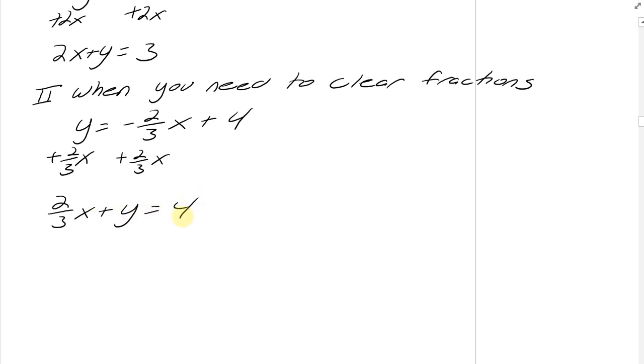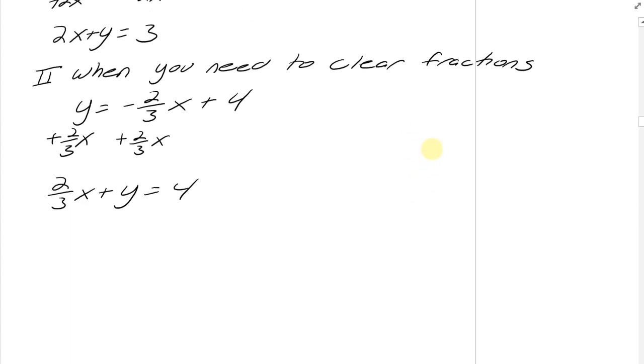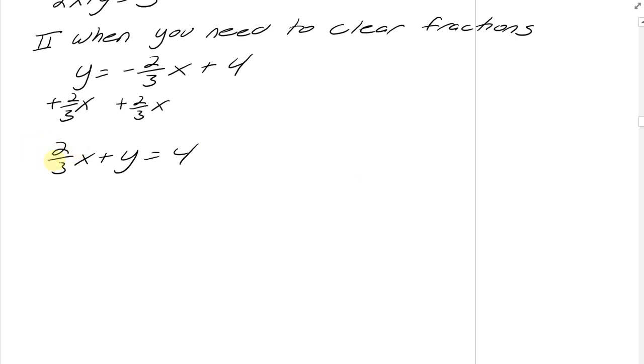Now there's a problem here though, right? If I go back to my definition of standard form, all the way up here, the thing is that a, b, and c have to be integers. And so 2/3 is not an integer. It is a fraction, it is a rational. So this is the problem. Basically you can't have fractions with standard form. So you have to clear the fractions by multiplying by the LCD.